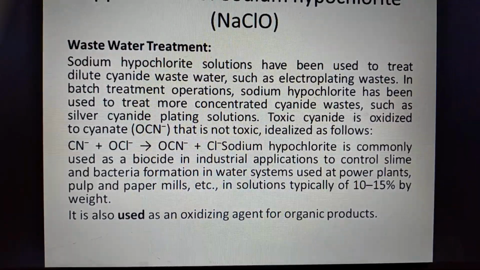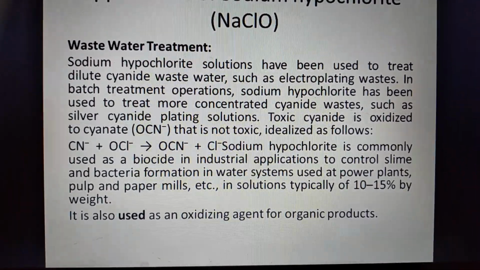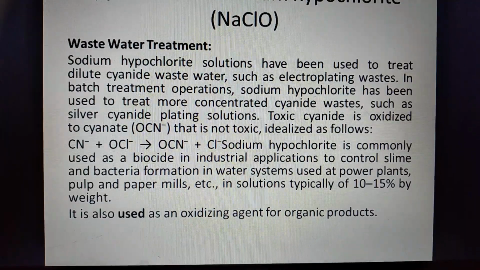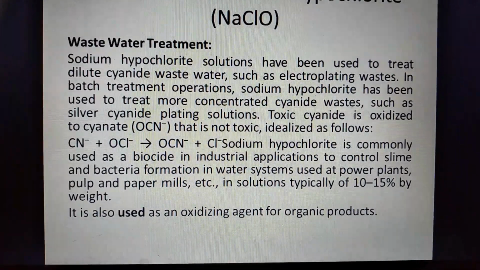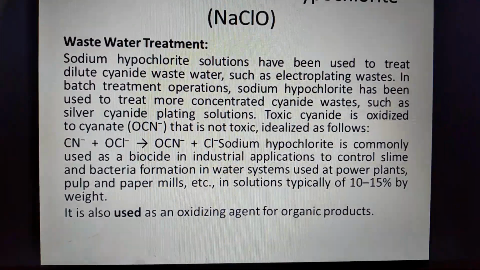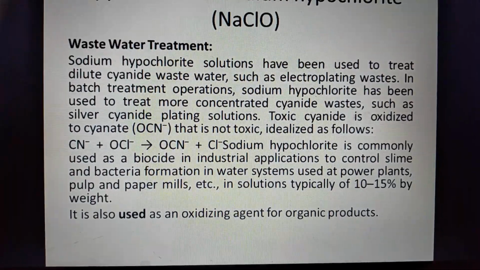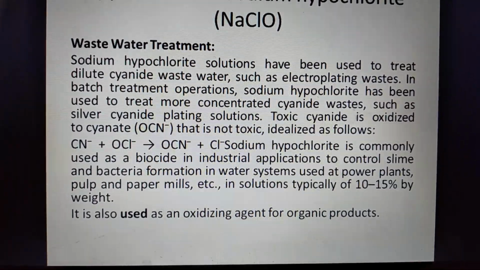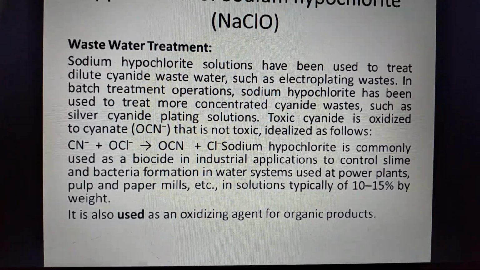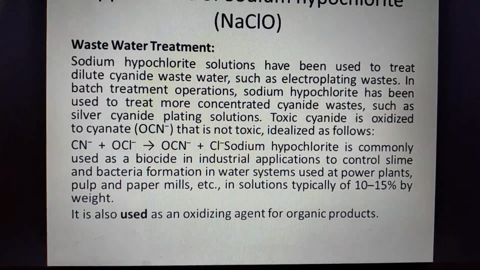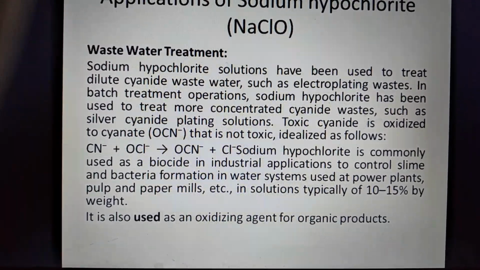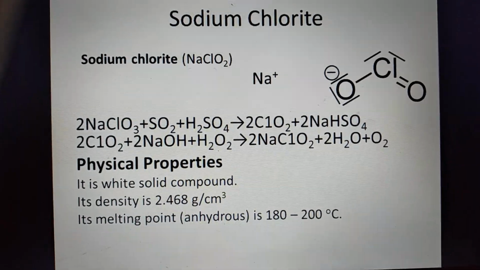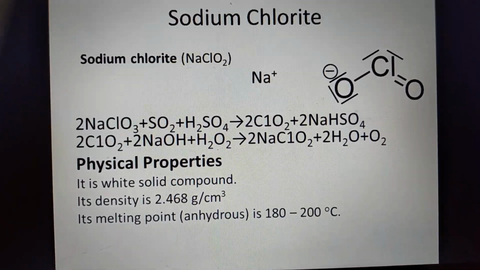Sodium hypochlorite is commonly used as a biocide in industrial applications to control slime and bacteria formation in water systems, used in power plants, paper and pulp mills, and its solution is typically 10 to 15% by weight. It is also used as an oxidizing agent for organic products. Now the last chemical, that is sodium chlorite.